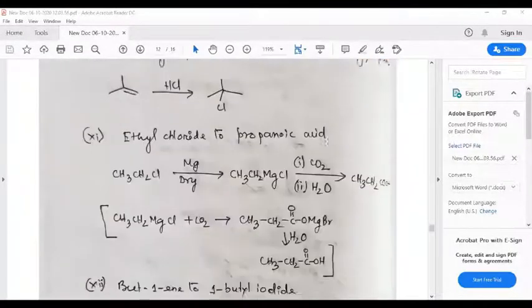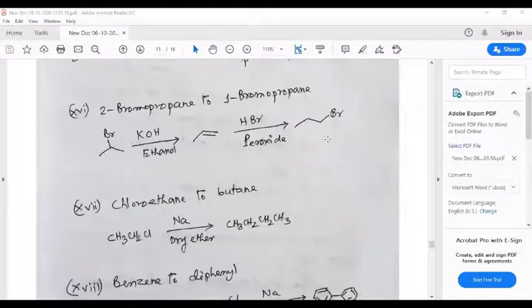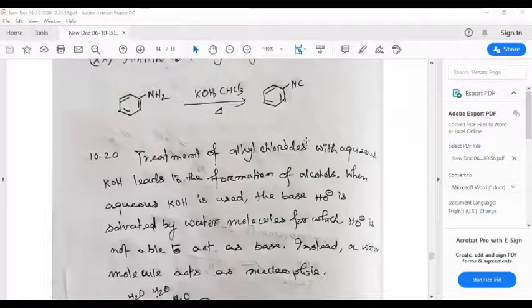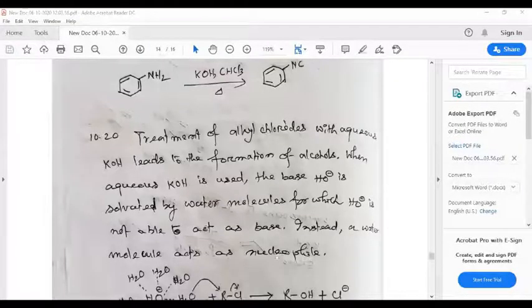10.20. Treatment of alkyl chlorides with aqueous potassium hydroxide leads to the formation of alcohols. When aqueous potassium hydroxide is used, the hydroxide is solvated by water molecules, due to which hydroxide is not able to act as a base. Instead, a water molecule acts as a nucleophile.